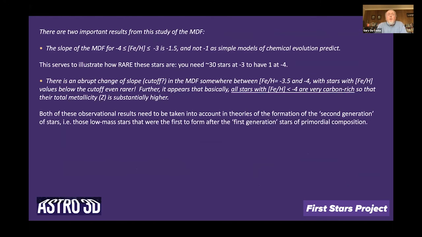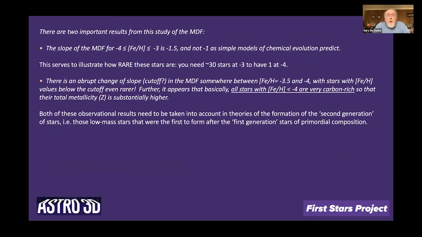And there are two important results on that. First, as I said, the metallicity slope is -1.5 and not -1, as simple models of chemical evolution predict. And that just shows you how rare these stars are. You know, if you have 30 stars at -3, you have one at -4.